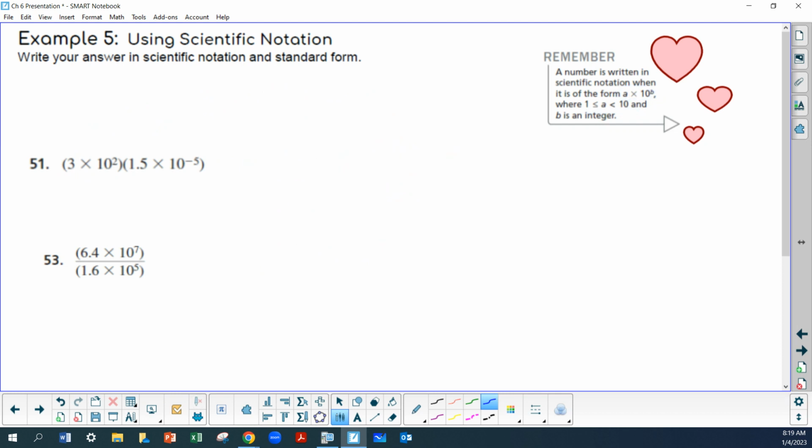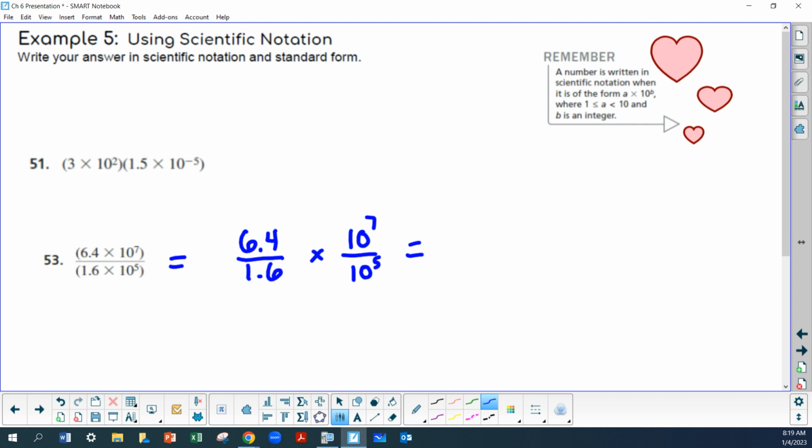Next one, division. I'm going to reorganize. So I'm going to think of this as 6.4 over 1.6 times, there's my fancy times sign, so it sets up for scientific notation.